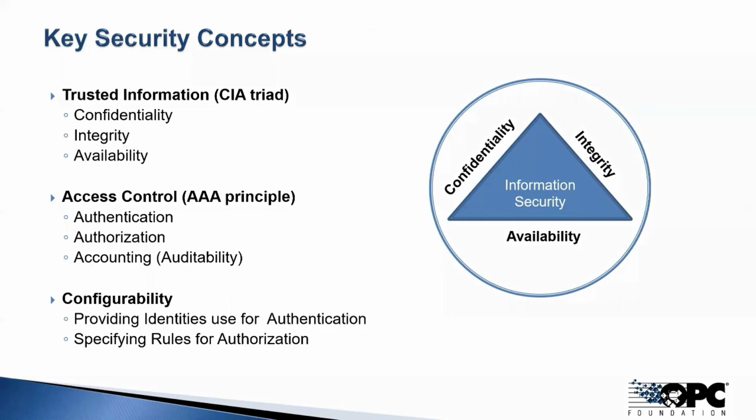So I'll start with a general discussion of the key security concepts which have gone into the development of the OPC UA security model. The first tier of this has to do with trusted information. This is communication security, ensuring that the information that gets put on the wire is kept confidential, it can't be changed, and there's reasonable protections against denial of service attacks, either inadvertent due to misconfiguration or deliberate because of a malicious actor or actors. The next tier has to do with access control.